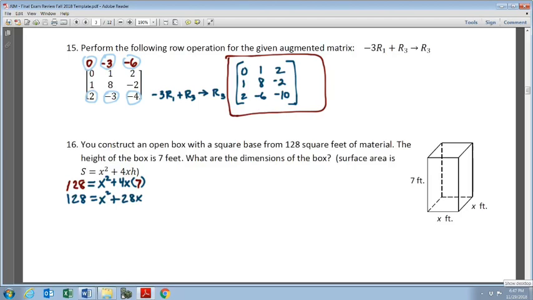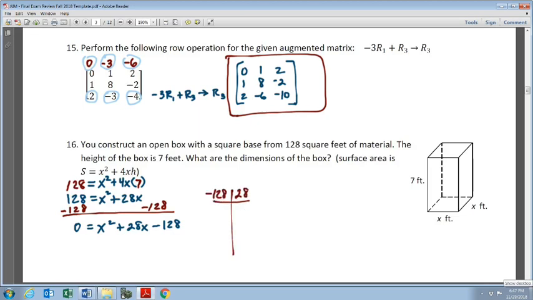And this is a quadratic equation, so we want to get 0 on one side and everything else on the other. So I'll subtract 128 on both sides. We get 0 equals x squared plus 28x minus 128. And hopefully we can factor this. Let's go ahead and try using the AC method. We need to find two numbers that multiply to -128 and add to 28.